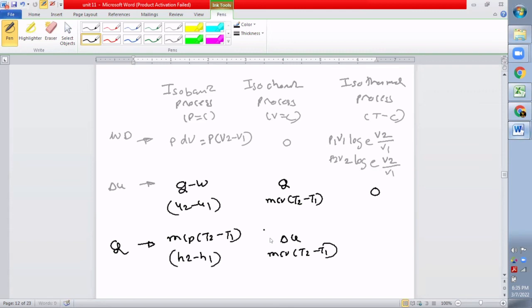Okay. And in the case of isothermal, in terms of W and del U, what is the value of Q? Q is equal to W. Very good. Okay. And how will we define that W now, in terms of P1 and P2, or in terms of V1 and V2? How will you define Q in terms of P1 and P2?